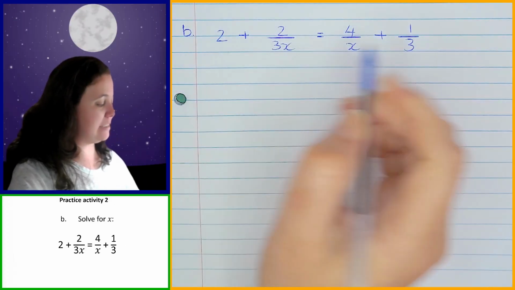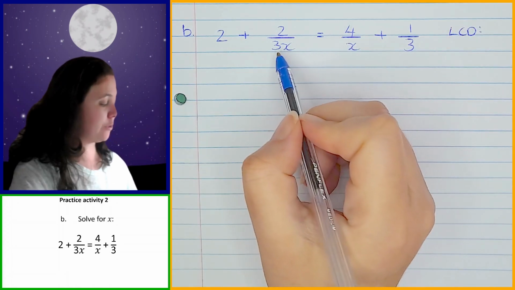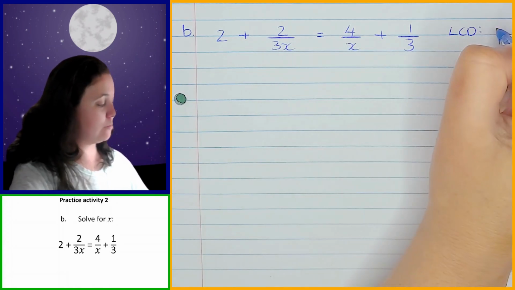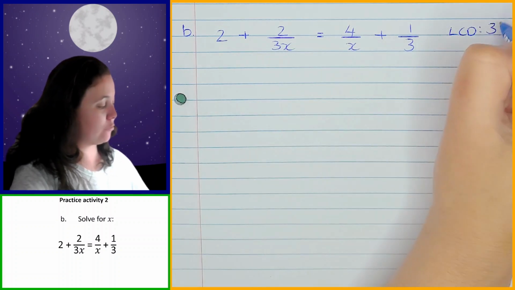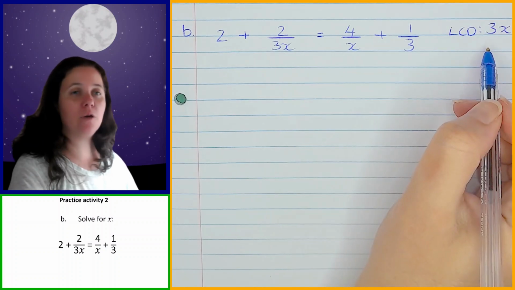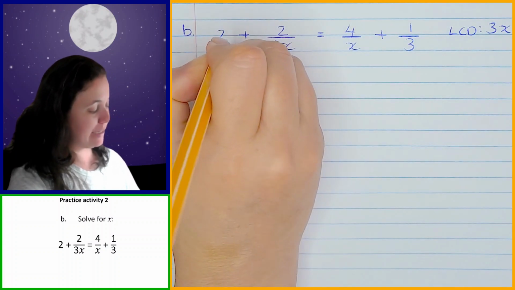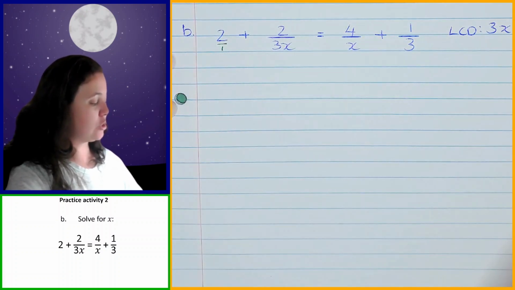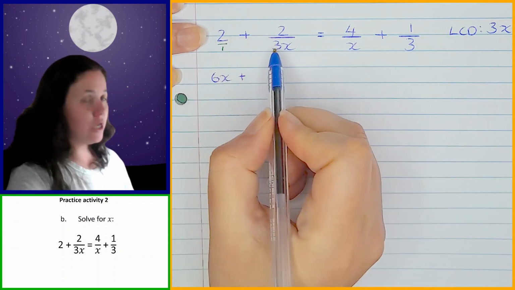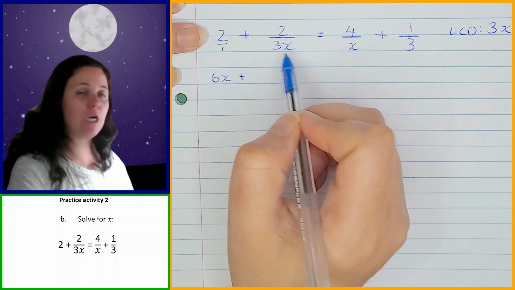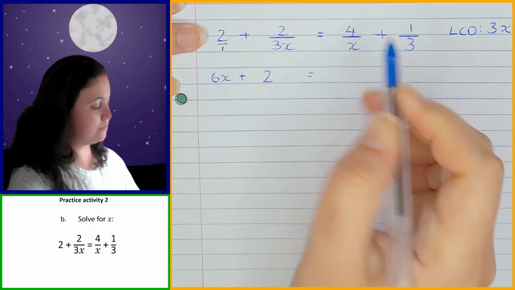Okay, so let's go through that question. So first, my LCD. If I look at my numbers, I've got 3 and I've got 3. So the number part of my LCD is going to be 3. And then I've got x and I've got x. So I've got 3x for my LCD. Okay, so over here, this 2 is over 1. So I need to multiply it by the whole LCD, which is 3x. So it's going to be 2 times 3x, which is 6x, plus this one is already over 3x. So I don't need to multiply by anything. So it's going to be 2 equals.